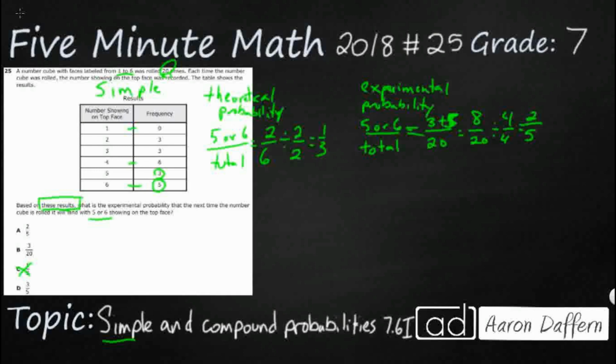You notice here B, we get 3/20. That's if you just take the 5 and exclude the 6, you can get that 3/20. And I'm not sure with that 3/5. Let's see, multiply by 4. It's going to be 12 over 20. Not sure where they got that from. But our answer here is going to be 2/5, A.